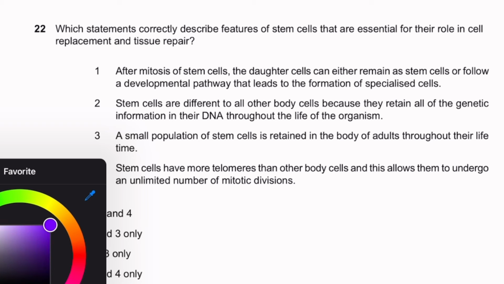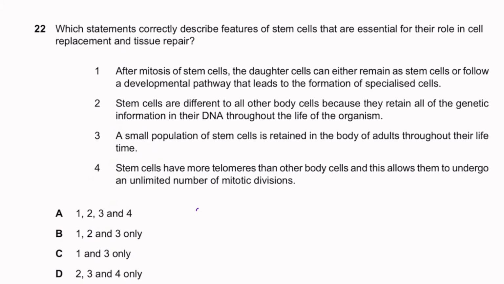Which statements correctly describe features of stem cells that are essential for their role in cell replacement and tissue repair? After mitosis of stem cells, the daughter cells can remain as stem cells or follow a developmental pathway that leads to the formation of specialized cells. Sure, that is effective for their role in tissue repair, because in tissue repair we need to replace cells. So we need to differentiate into these types of cells that we need to replace. And so that's 1, that's correct. 2, the stem cells are different to all body cells because they retain all the genetic information in their DNA throughout the life of the organism.